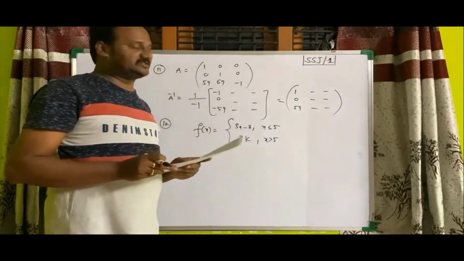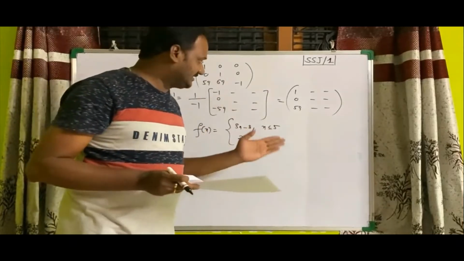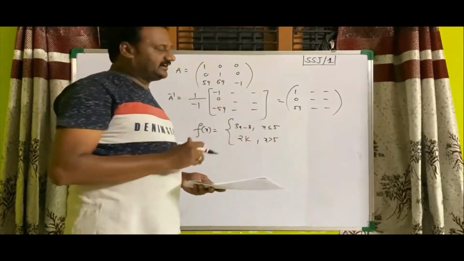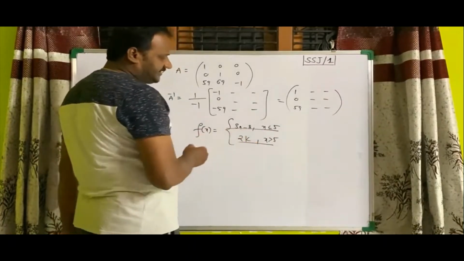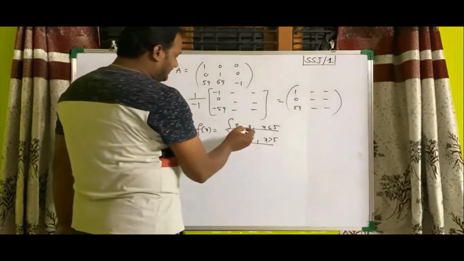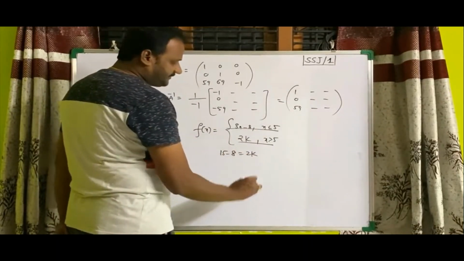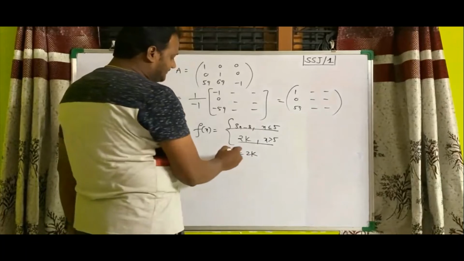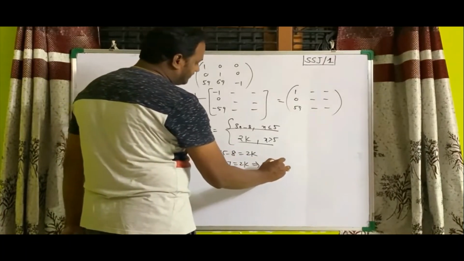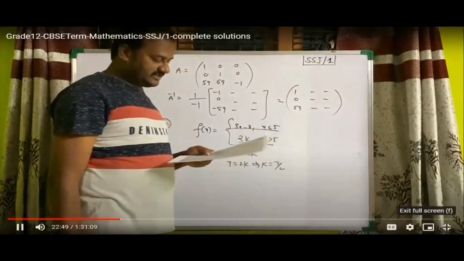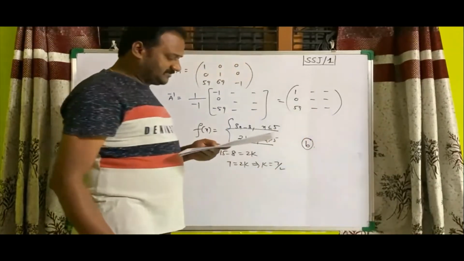A function is said to be continuous when the left hand limit is equal to the right hand limit is equal to f of that value, meaning f of 5. Since it is continuous, we can directly substitute 5 here and 5 here and equate them both. So 3 into 5 is 15 minus 8 is equal to 2k. Correct? So 15 minus 8 is 7, equal to 2k. Therefore the value of k is 7 upon 2. Right? So where is that 7 upon 2? Option B is 7 upon 2.